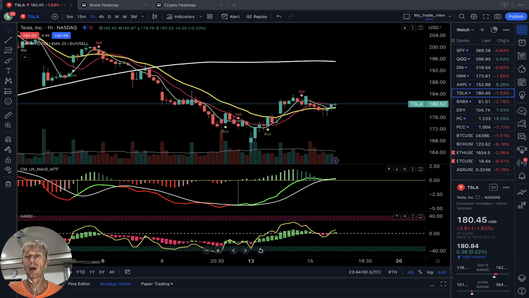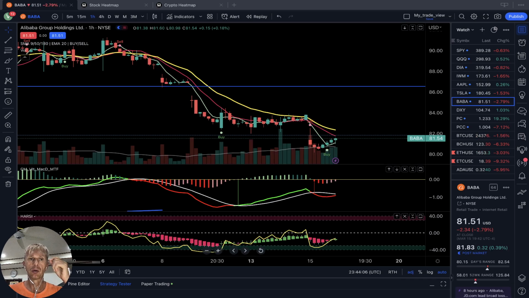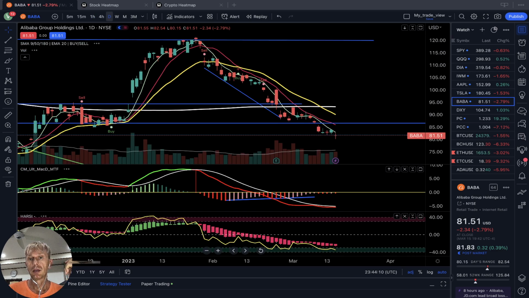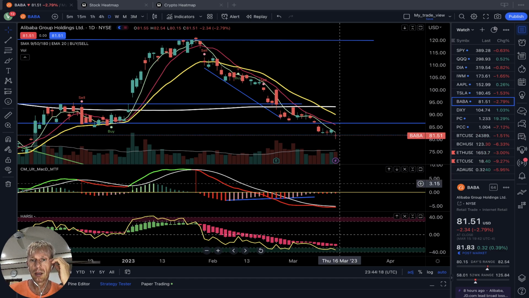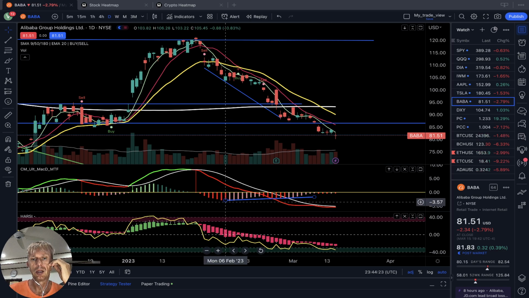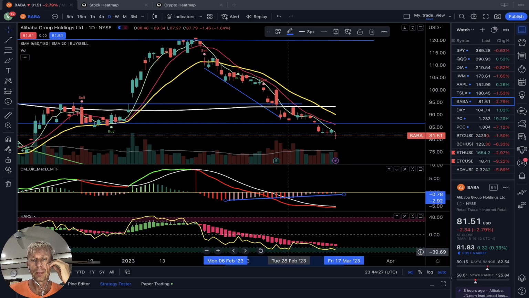Let's move to BABA. Let's start with BABA daily time frame. Alibaba Group. What's going on with BABA? Still bearish trend. Last bar still below all moving averages, in indecision mode. MACD very close to signal line. Bullish divergences on the MACD histogram. Heikin-Ashi still red. RSI still in oversold territory on the daily time frame.